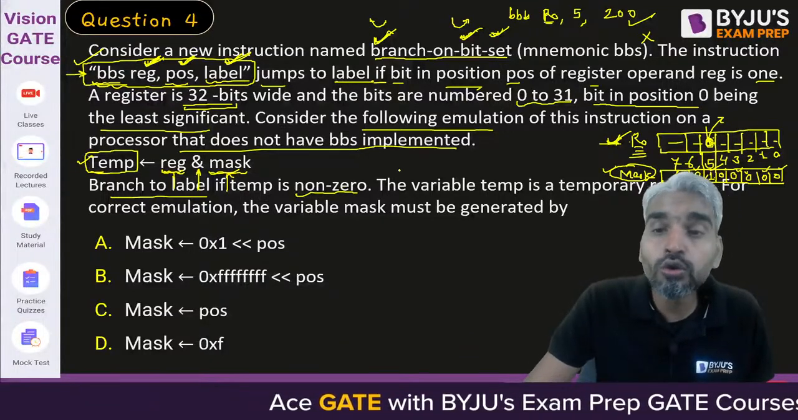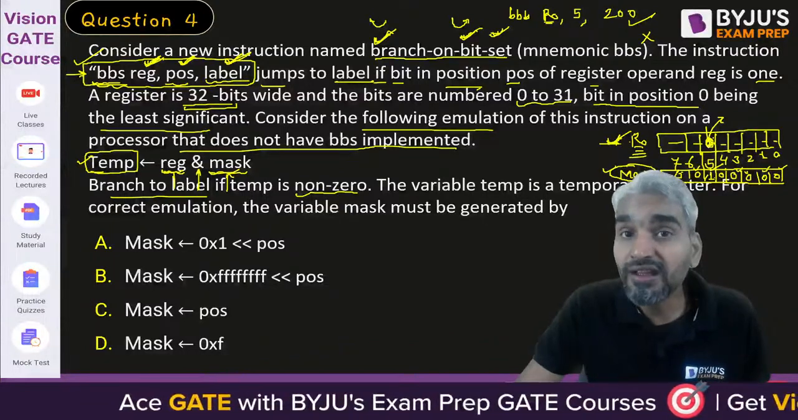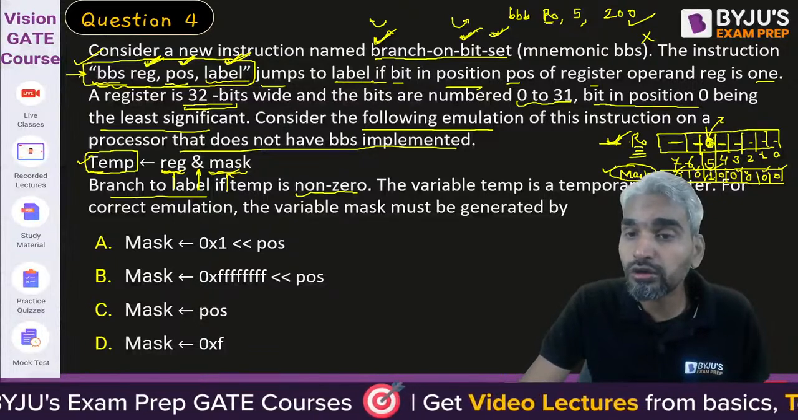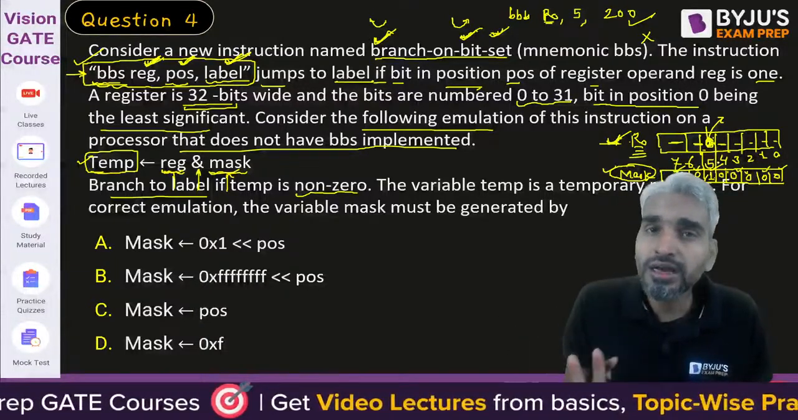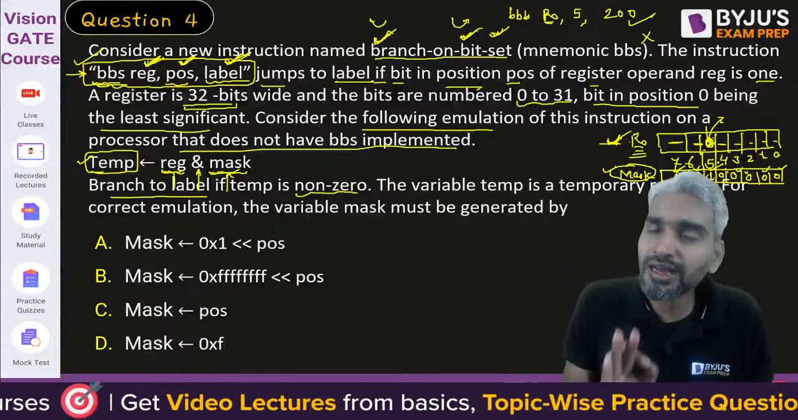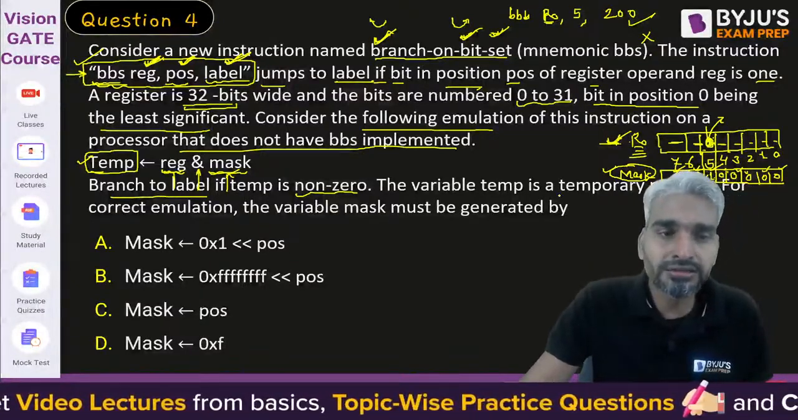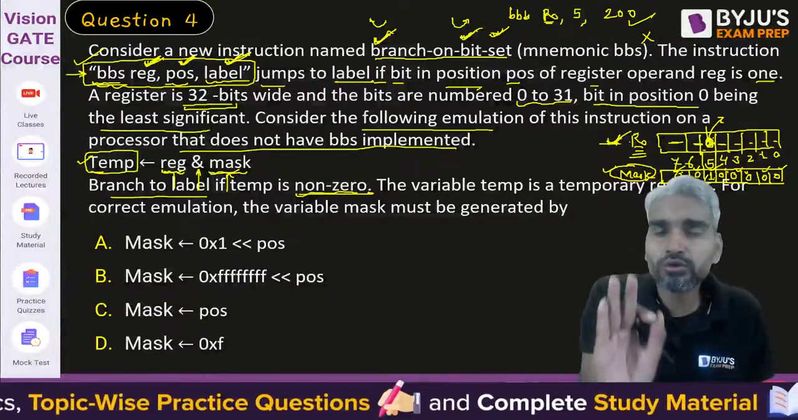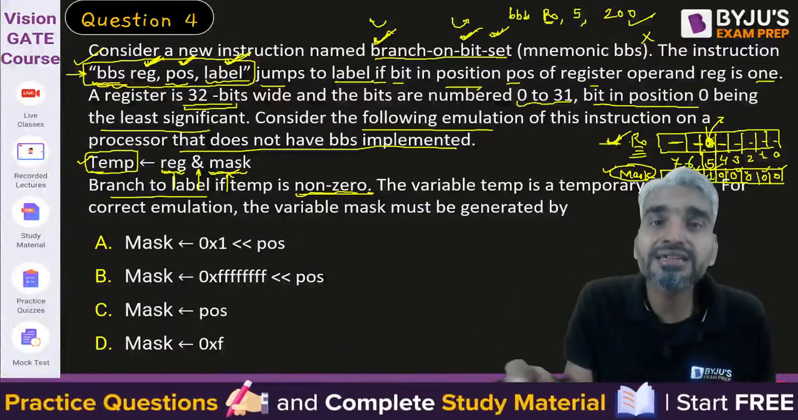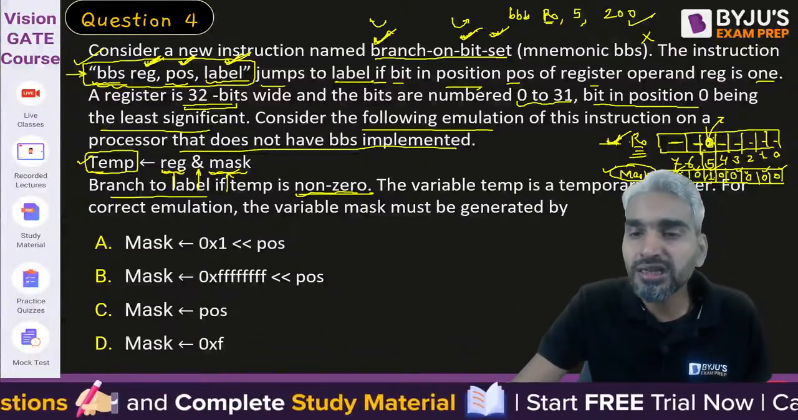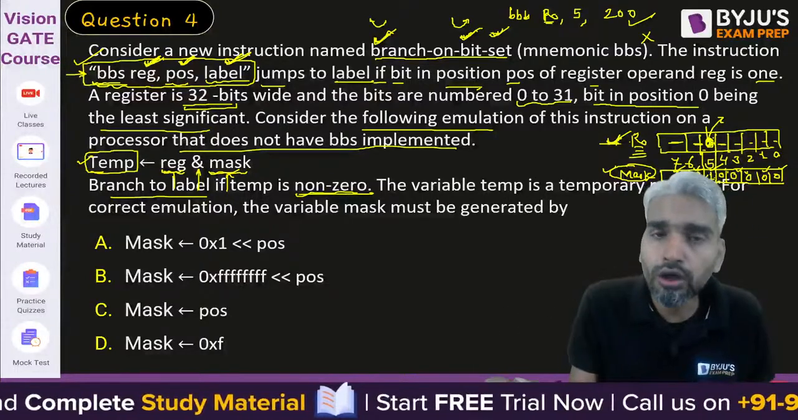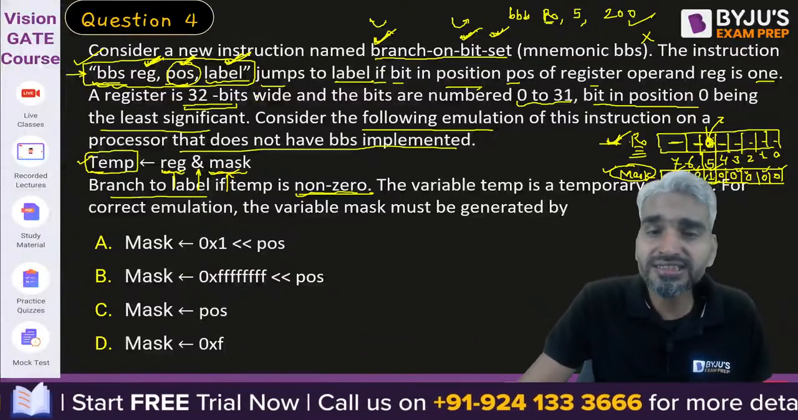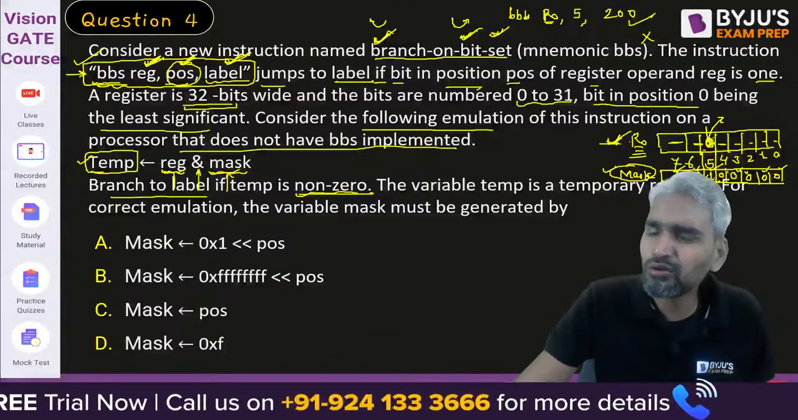It will be non-zero only if the bit in position 5 is 1. Because if it is 0, then all the others are already 0 because of the zeros of the mask. And if these two are 1, then the result will be non-zero. Otherwise, the result will be 0. So branch to label if temp is non-zero. The only thing in this question is that we are trying to define a mask such that the bit at position pos is 1 and all the other bits are 0. So that's the idea. The variable temp is a temporary register, for correct emulation.